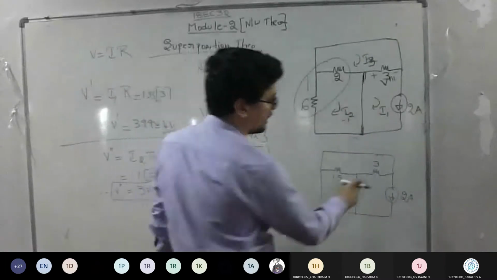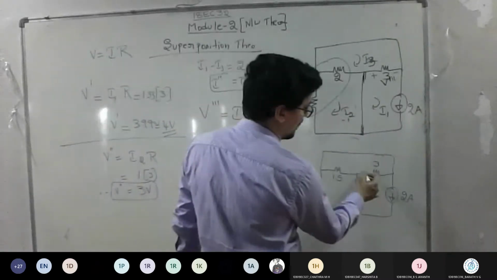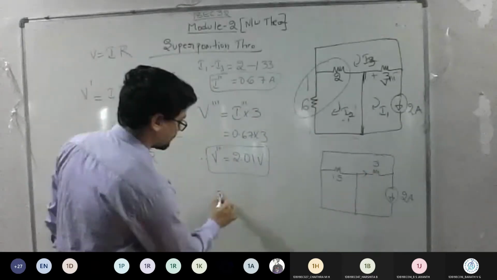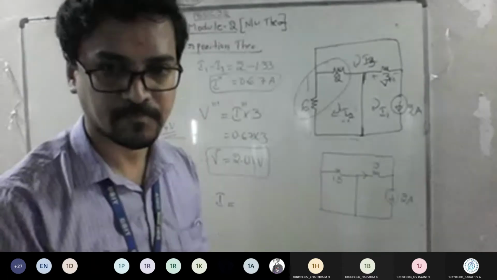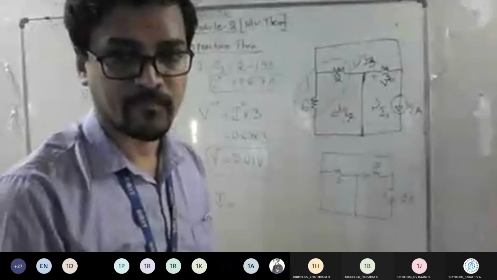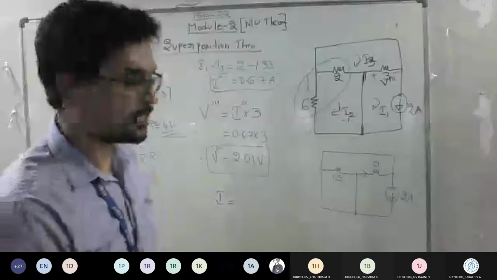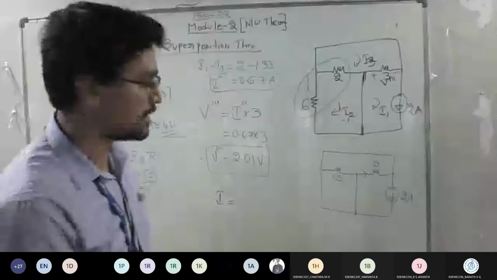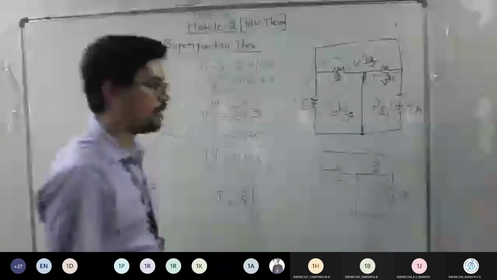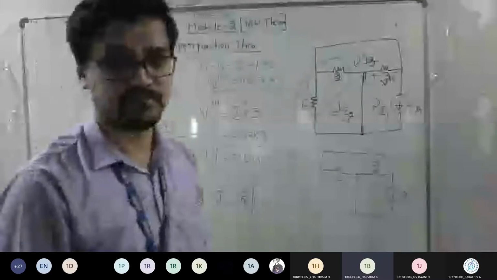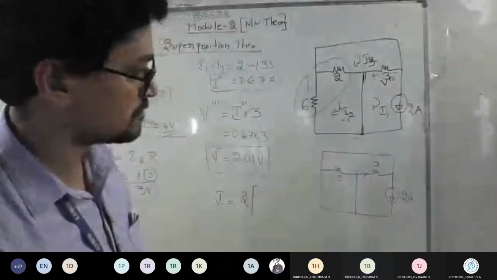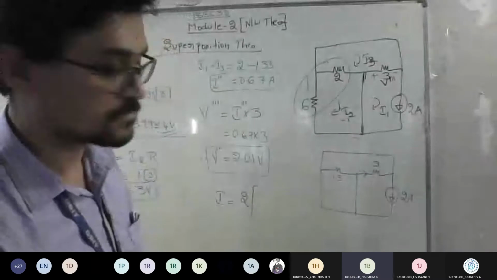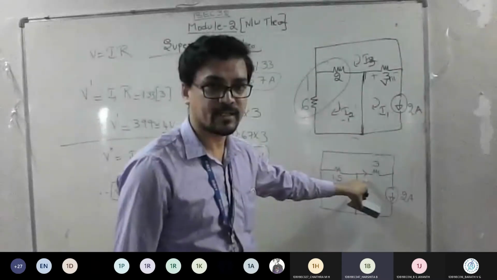So what is the thing I want? I need to find this branch current. This branch current is what I want to find, the branch current I told you. What's the main current? 2 amperes. So the branch current is equal to the main current into the opposite resistor. 1.5 ohms, sir, for this branch current.